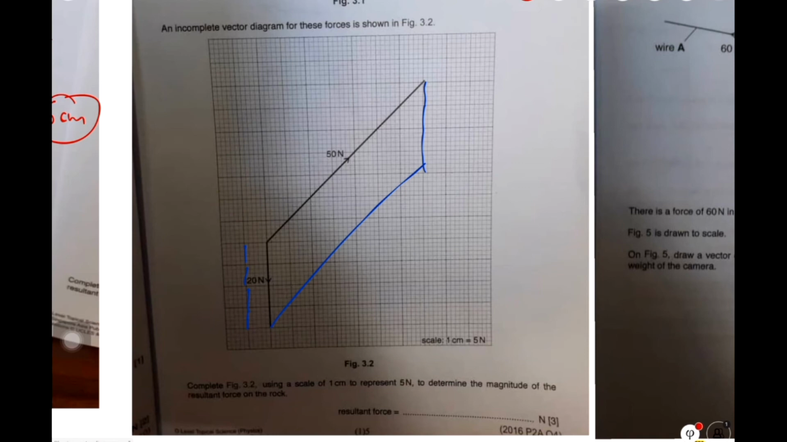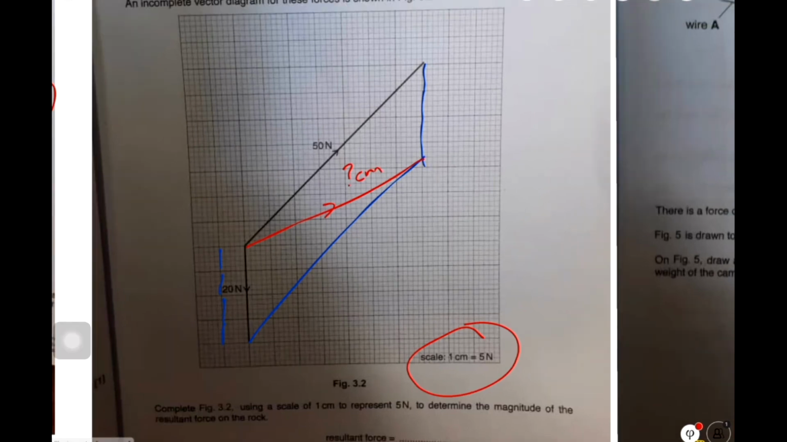Okay, then where is the resultant force? The resultant force is here, diagonal. So what do you need to do? Measure how many cm. They say 1 cm is 5 Newton. So you measure how many centimeters the red line is, and you will get the answer.